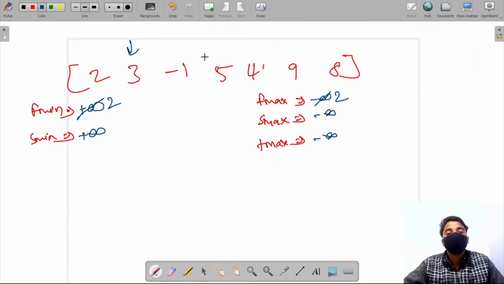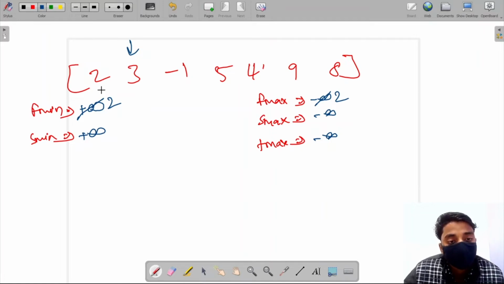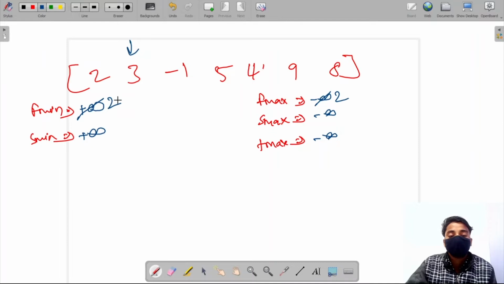Now the second element is 3. So first it will check, is my first min smaller than 3? So this is true. We need to check, is this element smaller than first min? So this is false. Now it will check for the second min, is 3 smaller than positive infinity? Yes, it is. So we will update the second min by 3. So the first minimum value is 2 till now, and the second minimum value is 3.